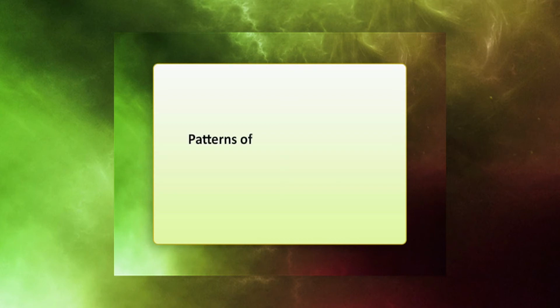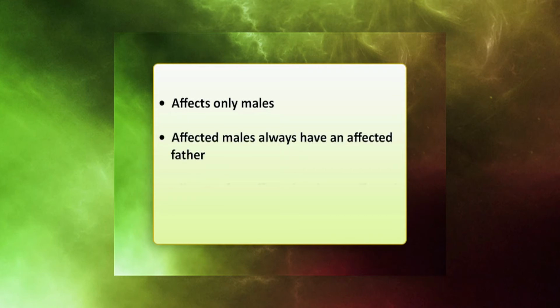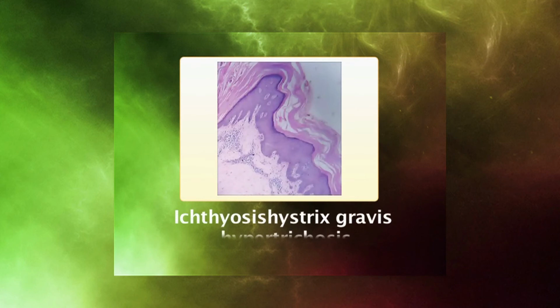The third pattern is the Y-linked inheritance. Genes in the non-homologous region of the Y chromosome pass directly from male to male and show the following pattern of inheritance. Affects only males. Affected males always have an affected father. All sons of an affected male are affected. Example: Ichthyosis hystrix gravis, hypertrichosis.